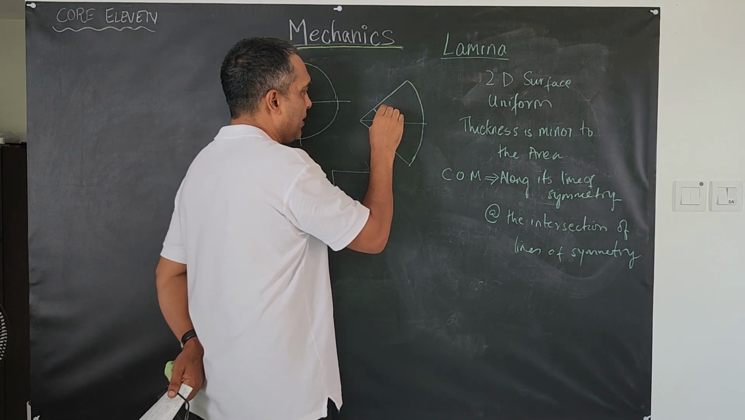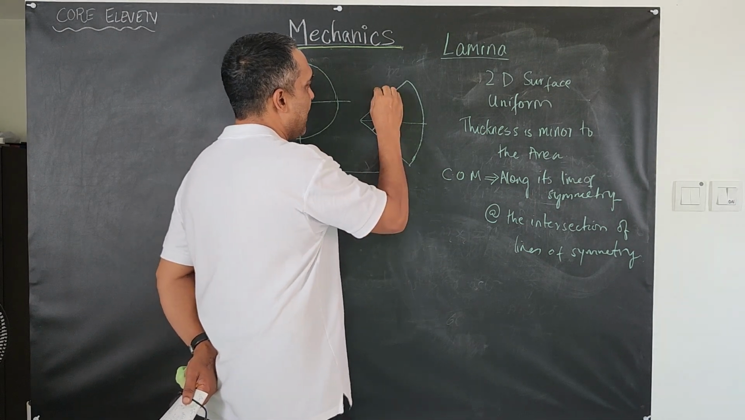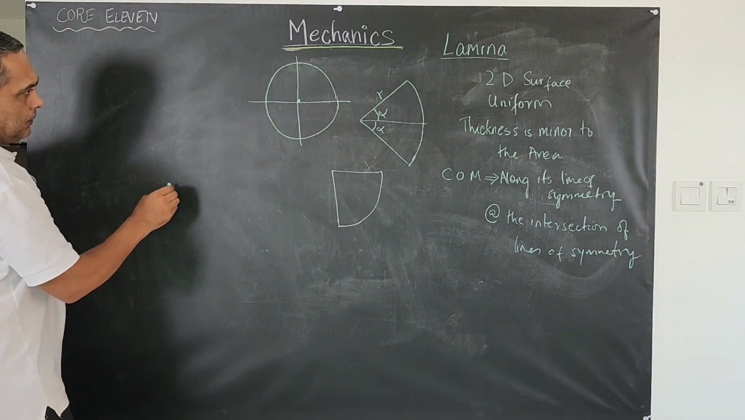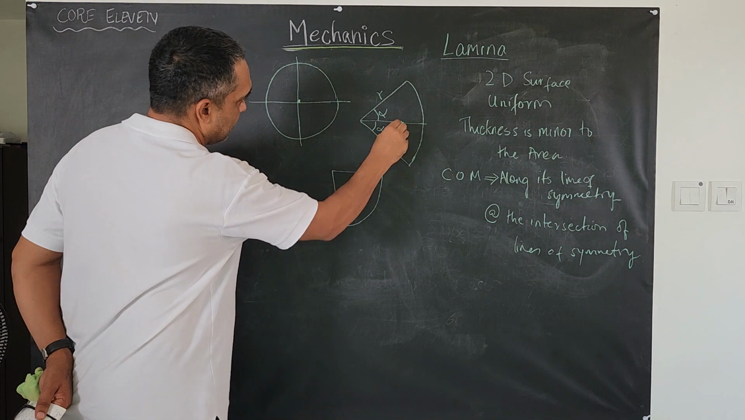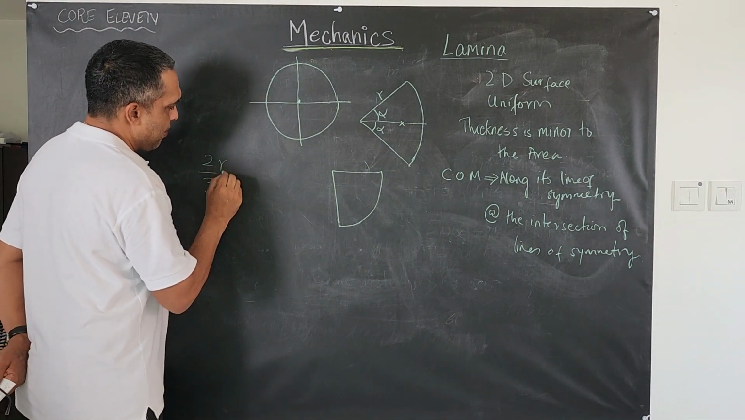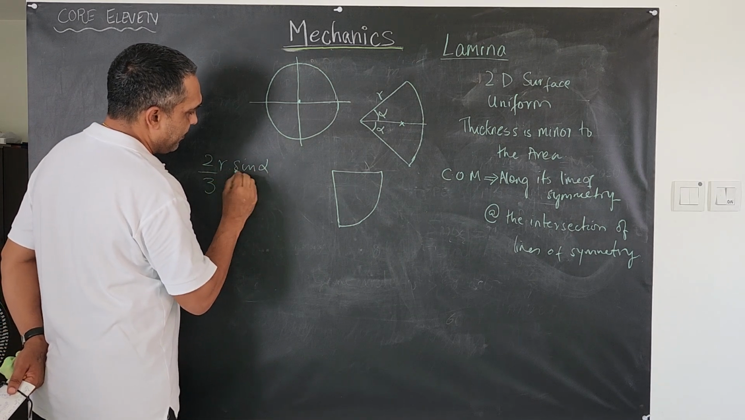And remember, this is very useful when you solve problems, right? If you have that relationship, the center of mass is 2/3 R, and the relationship is sine alpha by alpha.